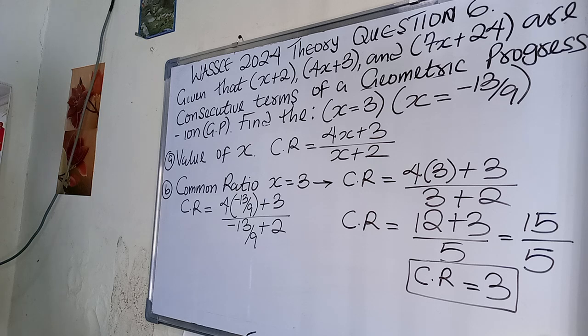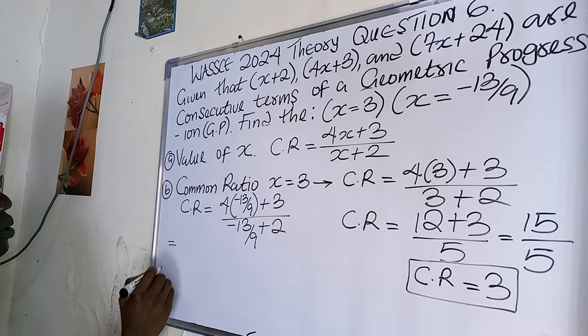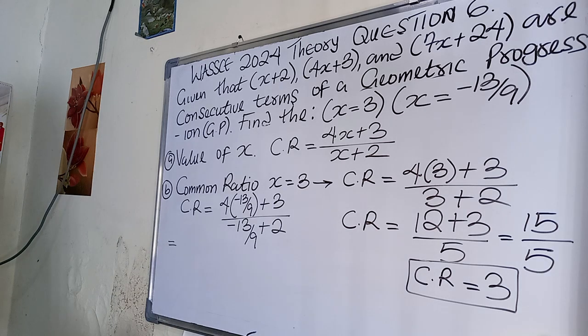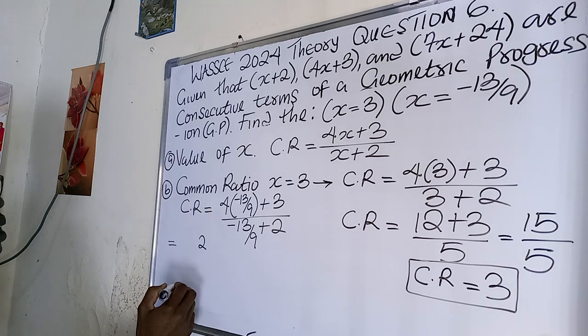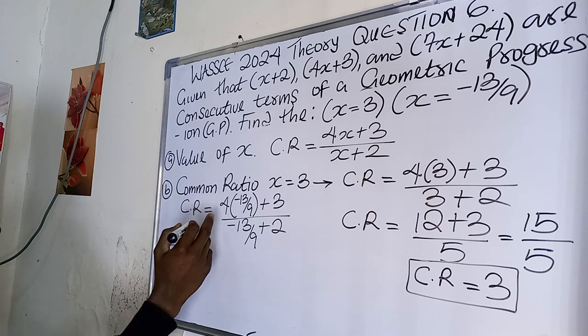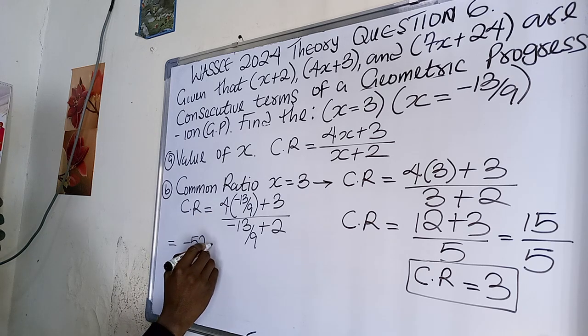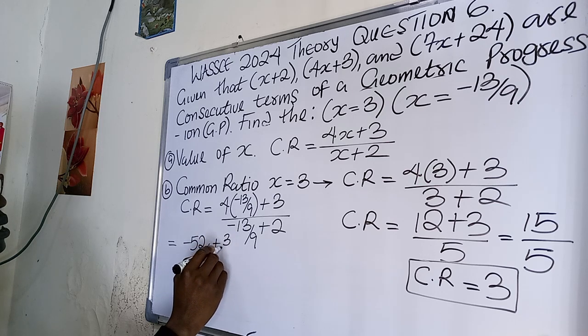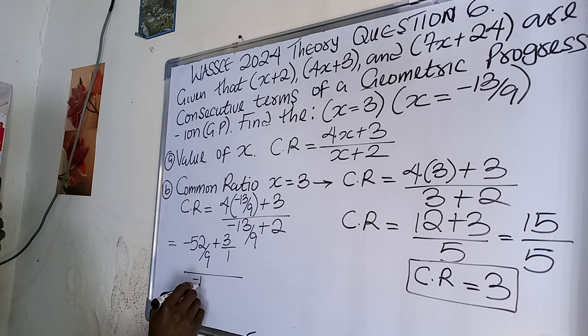If we simplify this, we are going to have 4 times 13. 13 times 4 will give us 52. Negative 52 divided by 9 plus 3, divided by 1. All this will be divided by negative 13 divided by 9 plus 2 divided by 1.